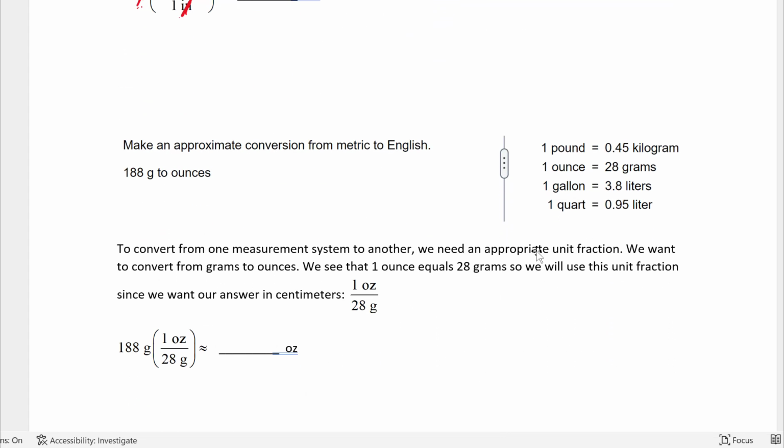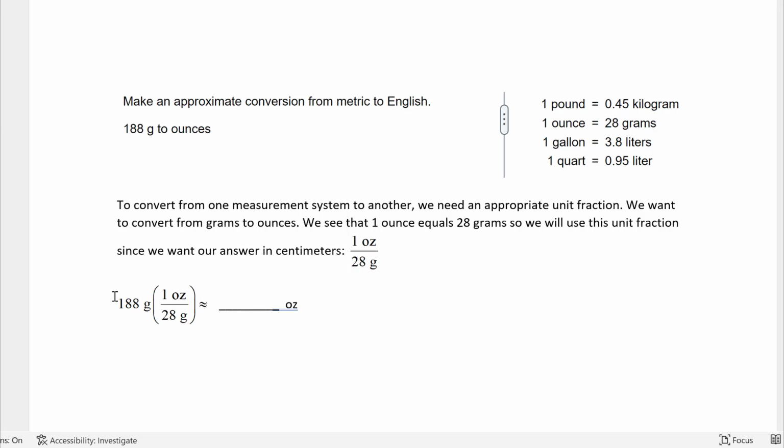This time I want to go from grams to ounces. So I look on the conversions they've given me over here, and I see that 1 ounce is equal to 28 grams. Again, I need to think about what I want my answer to be in, and I want it to be in ounces. So in my unit fraction, I want to have the ounces in the numerator and the grams in the denominator. This is the way I'm going to set up my unit fraction.